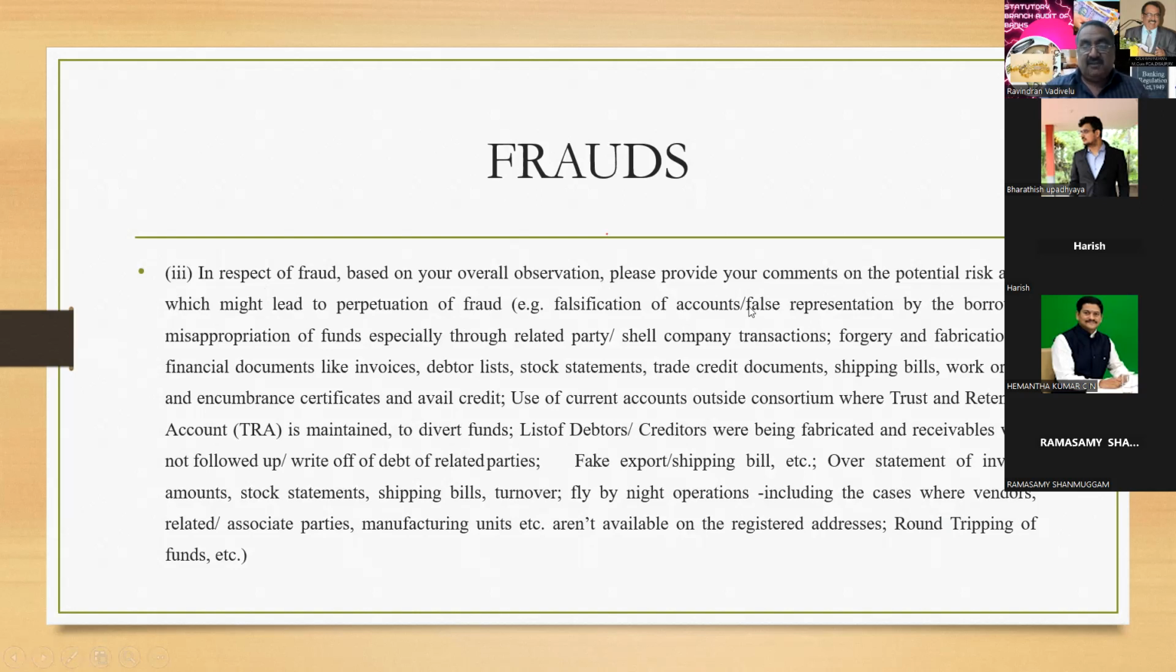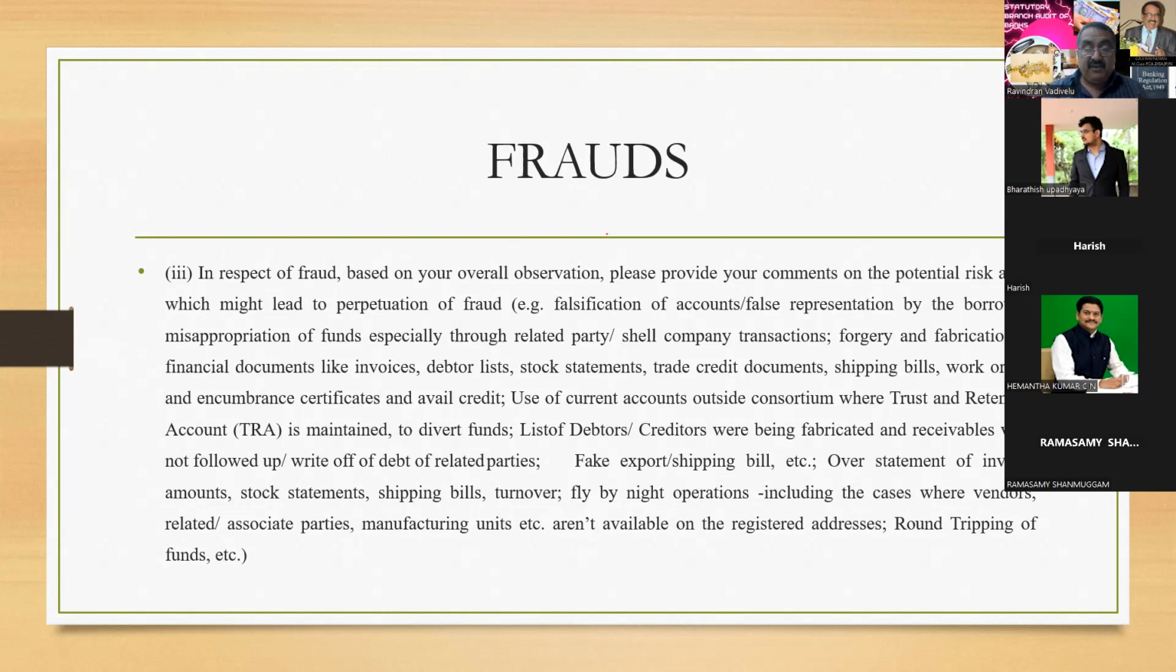That is falsification of funds, false representation by the borrower, that is by giving wrong information, and misappropriation of funds, especially through related parties, shell company transactions, forgery, fabrication of financial statements like invoices. Sometimes to avoid the GST, they prepare a dummy voucher and get the money. The payment goes directly from the borrower to the supplier, but the borrower has fabricated the invoice and the money. Then he will see that the money has to go to that company. Thereby, they are taking the money. They are avoiding GST also.